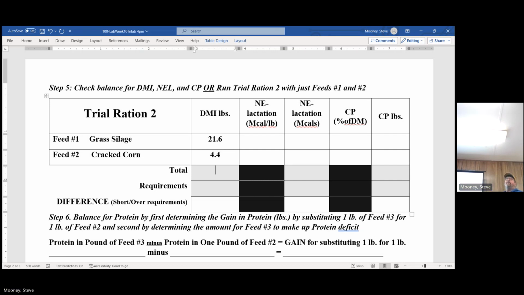Step 1. That minus this gives us this number down here. So take a crack at those numbers, and we'll compare notes.